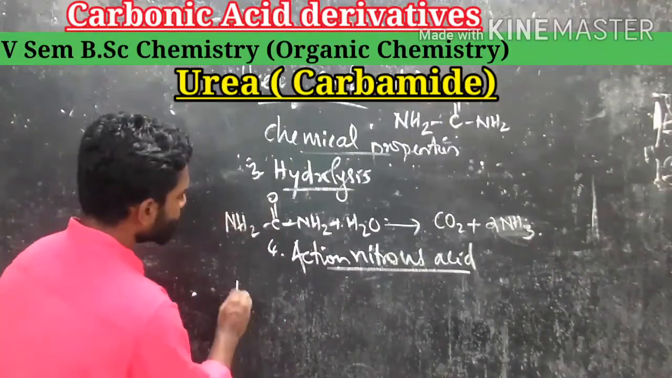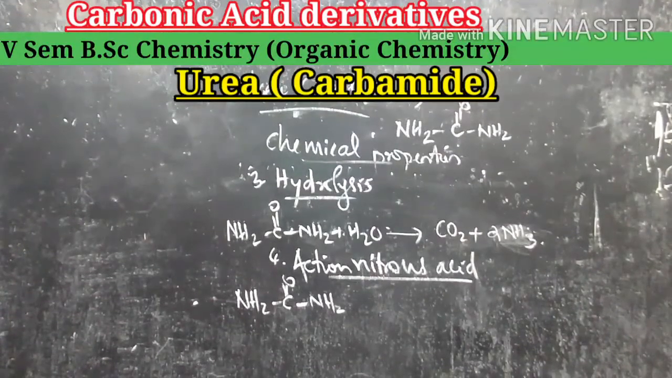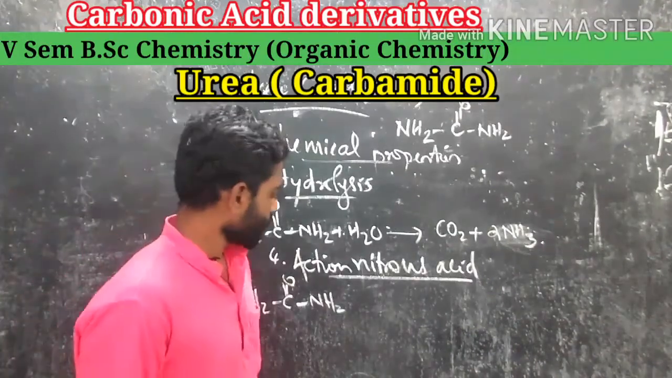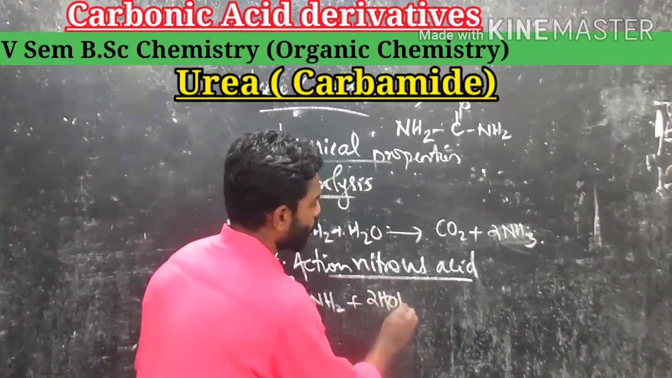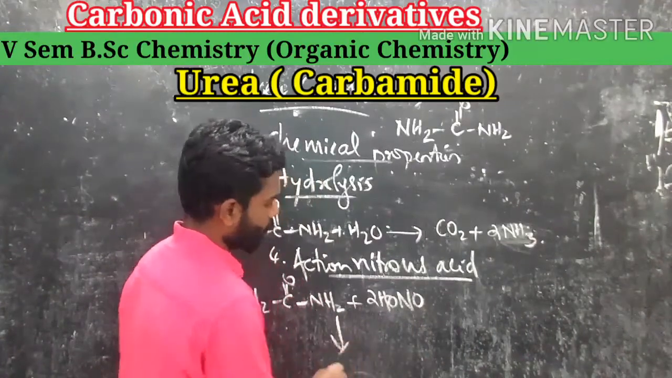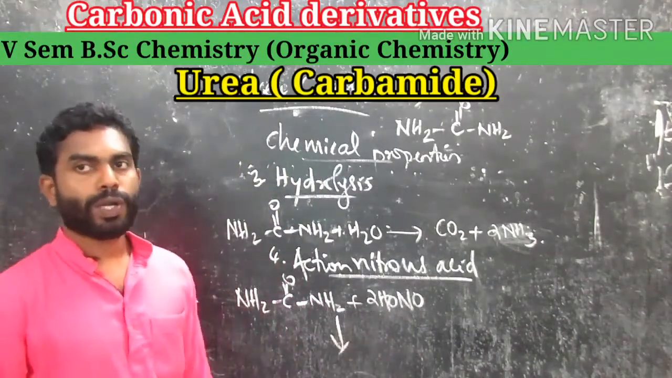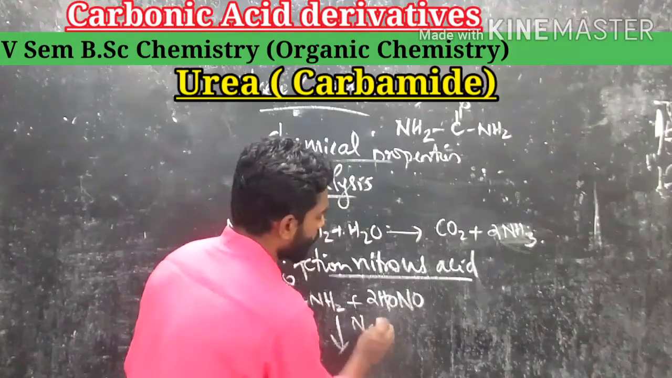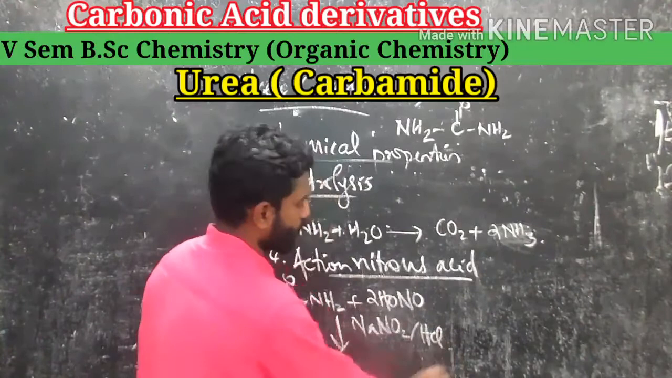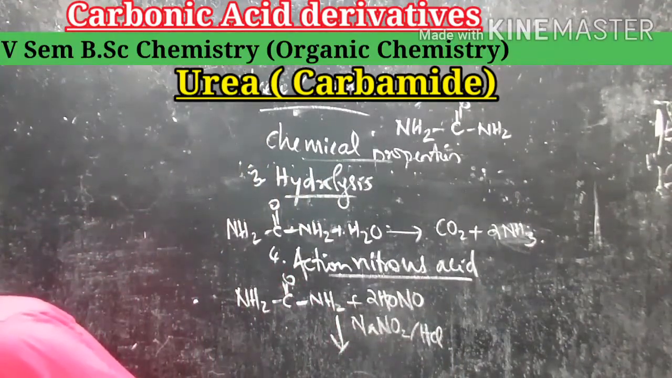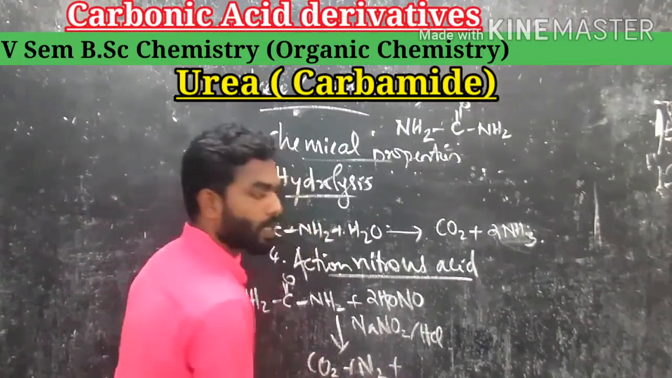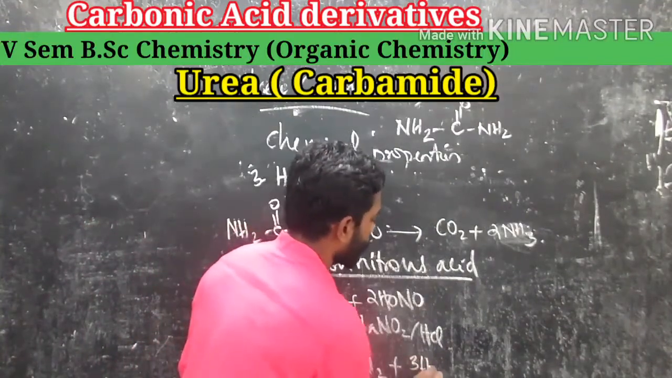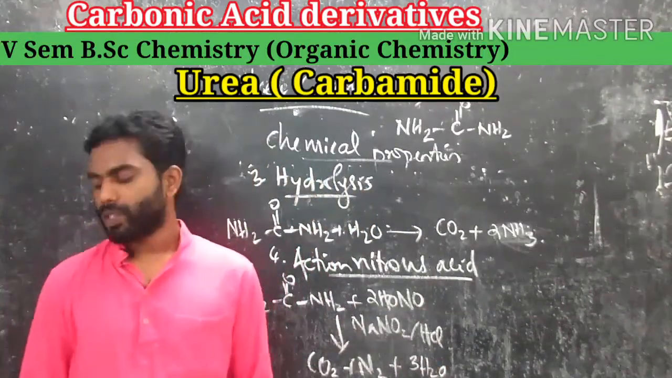NH2 CO NH2 treated with 2 HONO. How can we prepare HONO? By treating NaNO2 with HCl. We will get CO2 plus N2 plus 3 H2O. This is the action of nitrous acid.